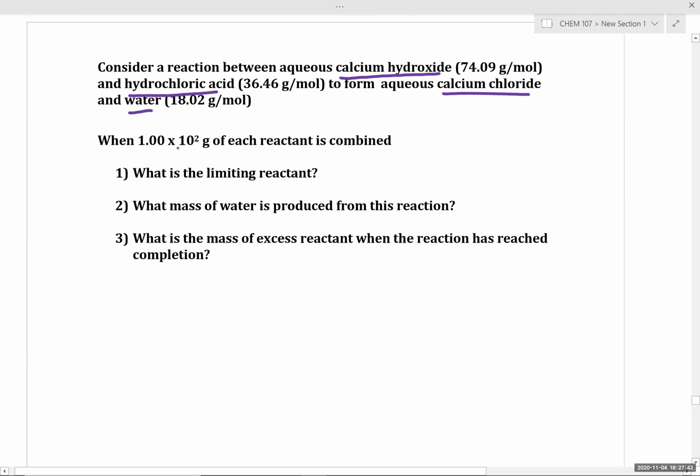When 1 × 10^2, so 100 grams of each reactant is combined, we're asked, what is the limiting reactant? How much water is produced? And how much excess reactant do we have left over? So before we even attempt to start doing mass to mole conversions, what's the first thing that we need from this statement? Writing down the equation. Yes, exactly right. So we need our formulas and the equation.